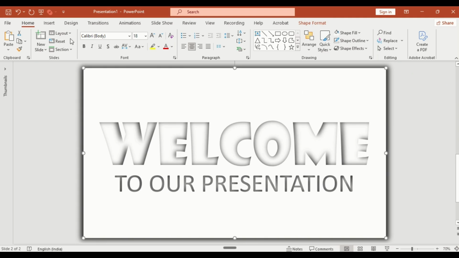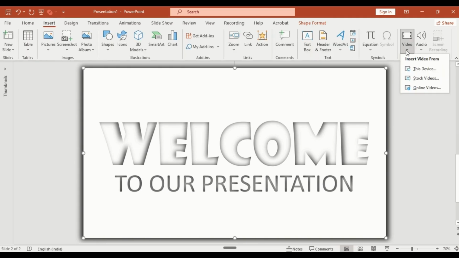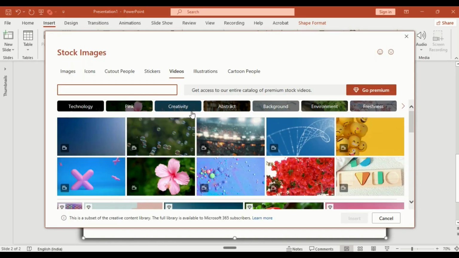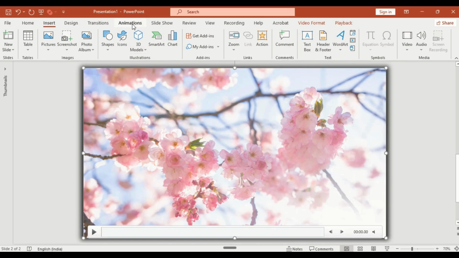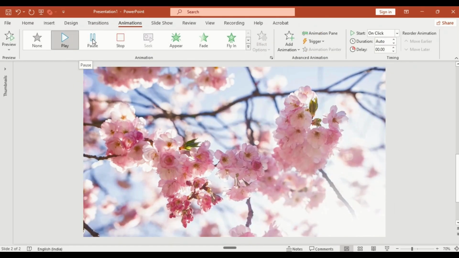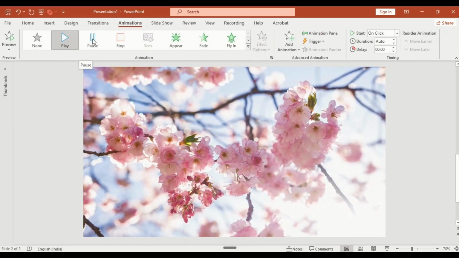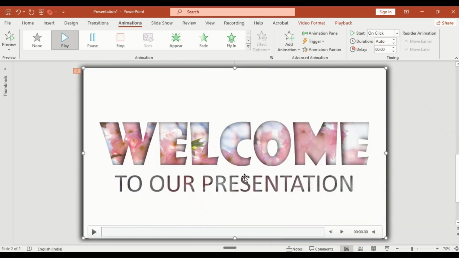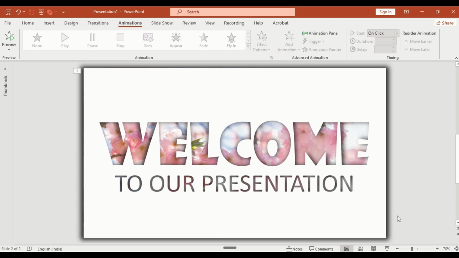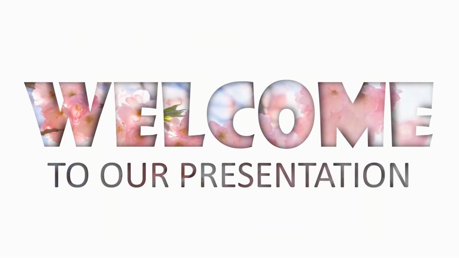Now go to Insert, Video, Stock Videos, click on Pink, select and insert it. Then apply Play Animation so it loops. Right click the video and choose Send to Back. Now click on Slideshow. Boom!